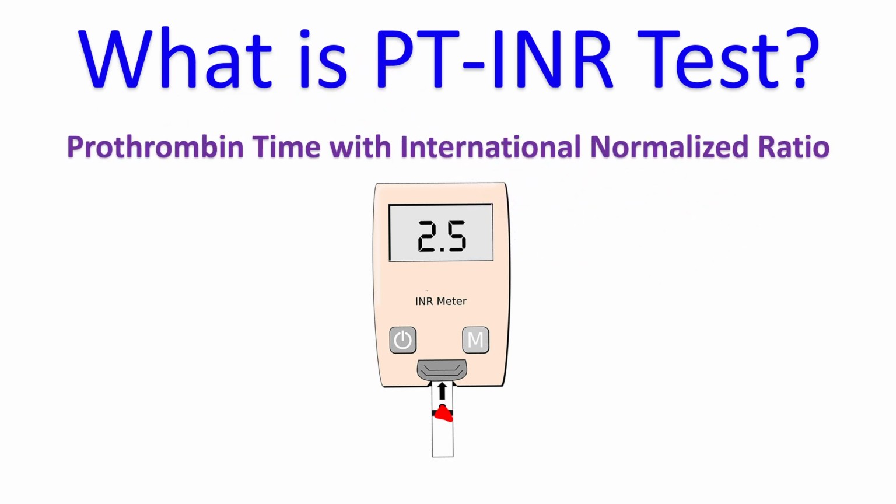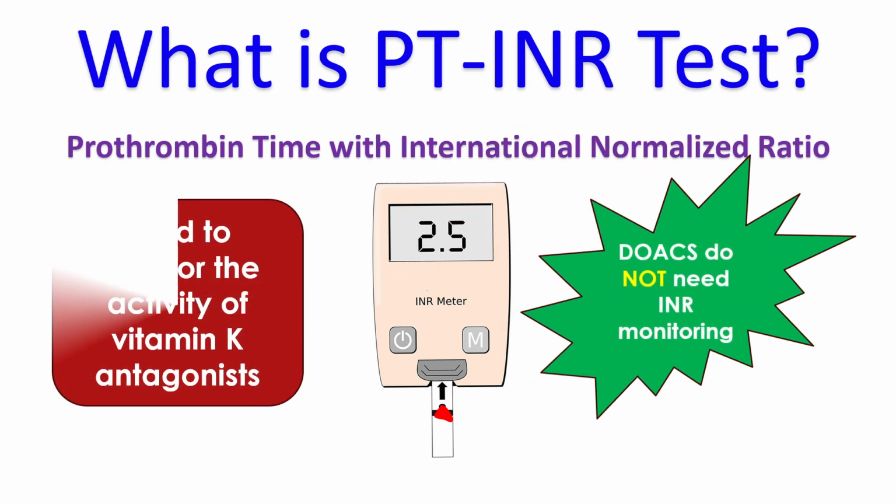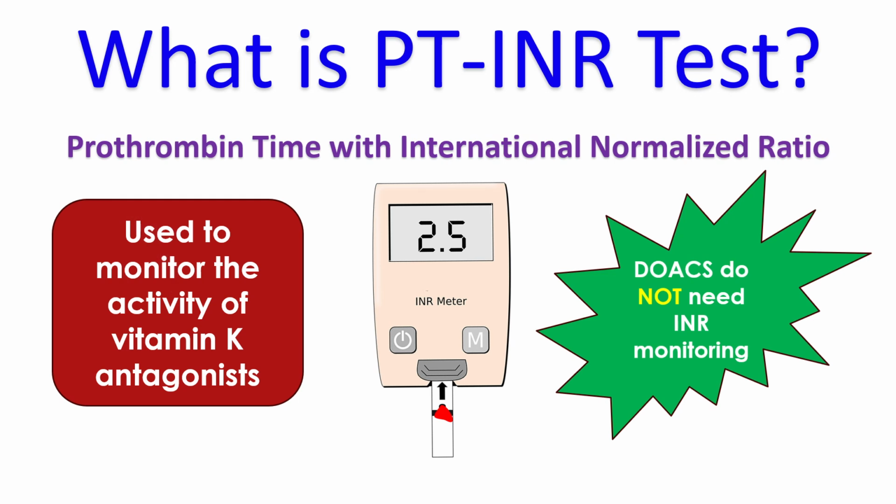INR is short for International Normalized Ratio of Prothrombin Time. It is also called PT-INR. INR monitoring is used to monitor the dosage of vitamin K antagonists like warfarin. Vitamin K antagonists are used for stroke prevention in atrial fibrillation as well as for deep vein thrombosis and pulmonary embolism.